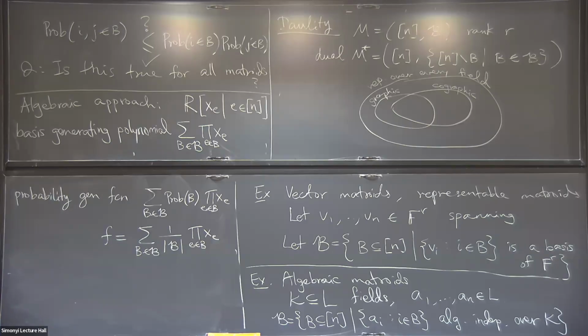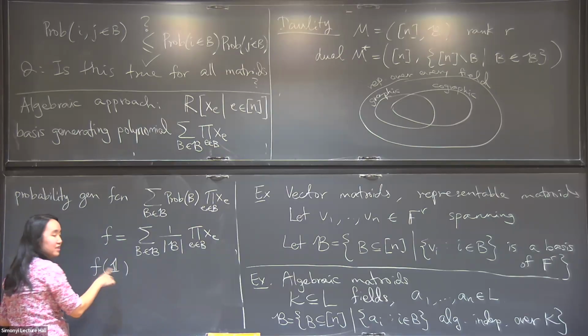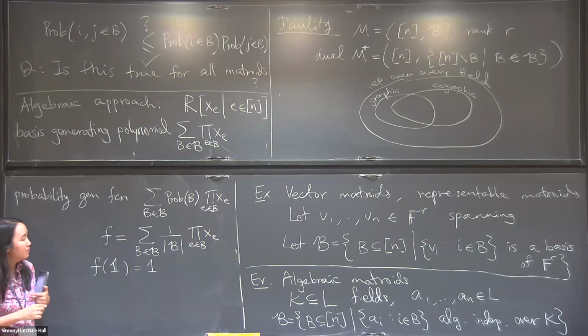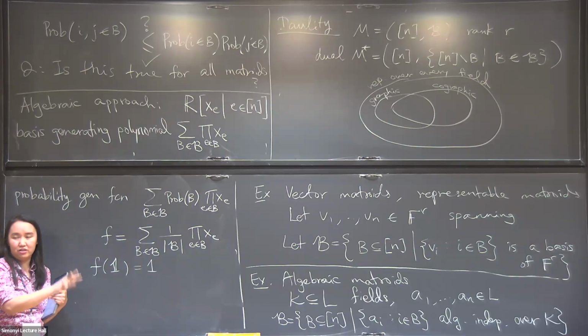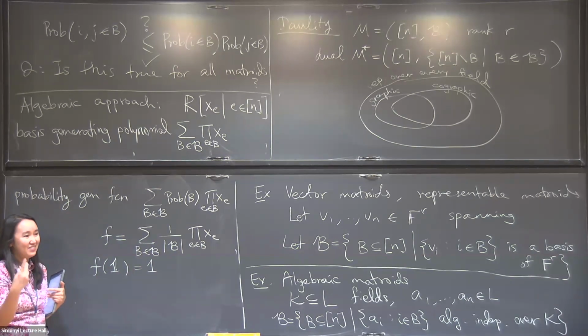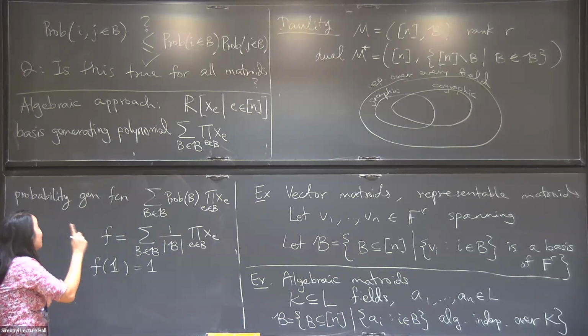Evaluate? Put some x equal to? Yeah, so if we substitute, maybe before I do this, if I substitute all ones, then I get one here. Yeah, so if I want to kill all the terms with x1, what operation can I do? The derivative. Take the derivative with respect to x1, that will kill all the terms without x1 in it. And then I can plug in 1. That will give me the probability that i is in B. And the same thing for j.